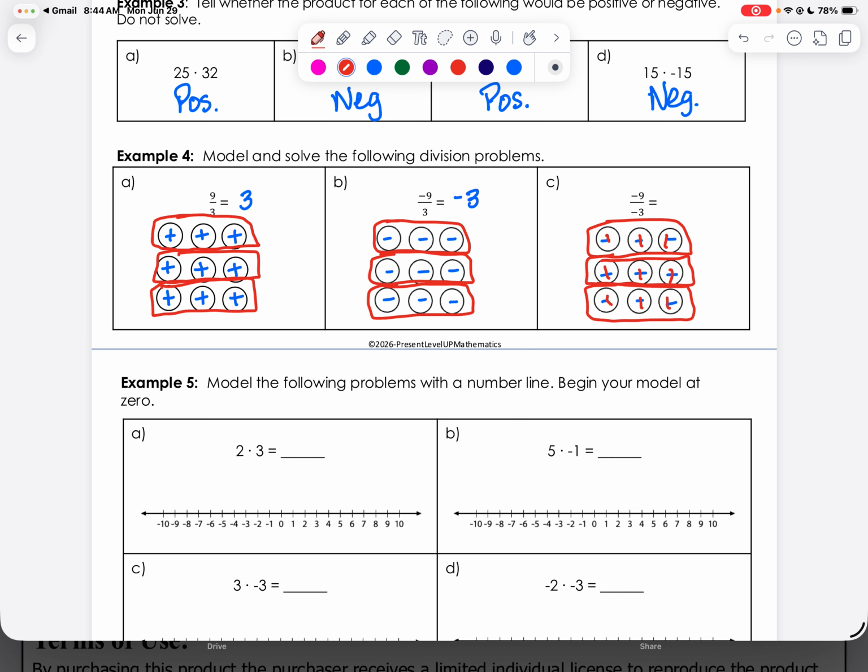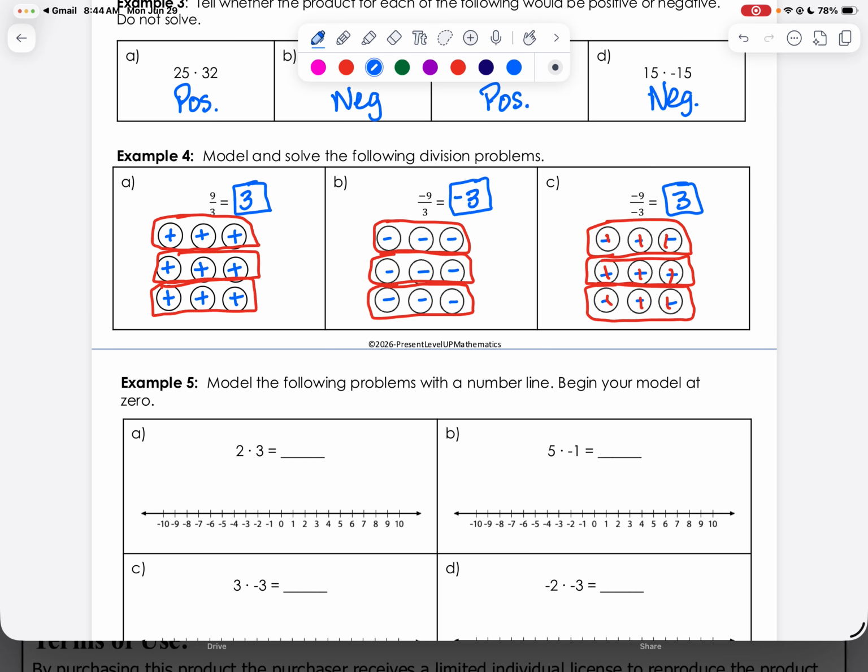And so that would give me positive 3 for an answer. So negative 9 divided by negative 3 is positive 3. The same rules for multiplication are the same for division. If the signs are the same, like a positive divided by a positive, we get a positive. A negative divided by a negative gives us a positive. If the signs are different, we'll get a negative answer.